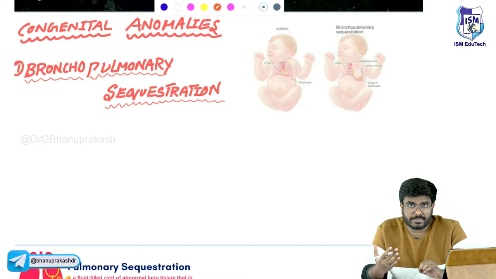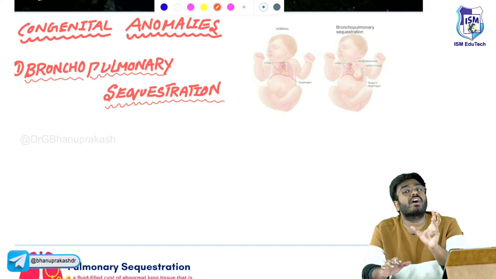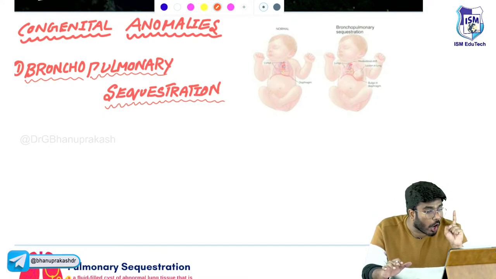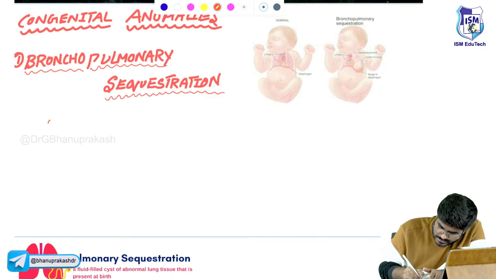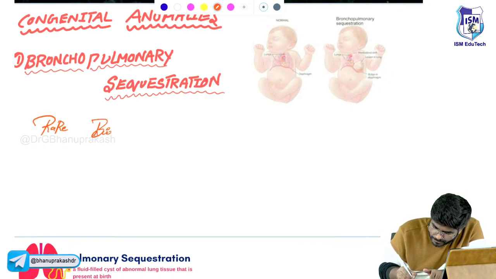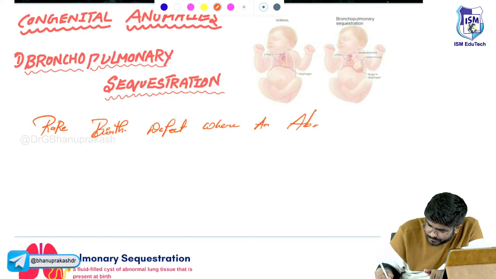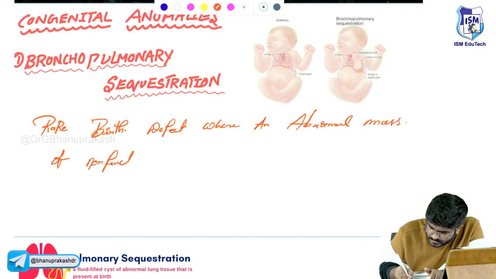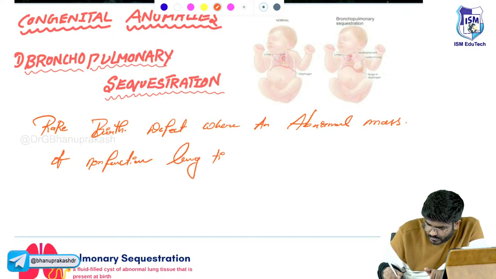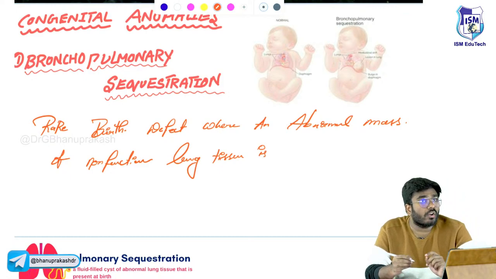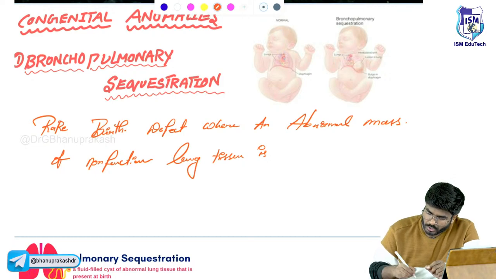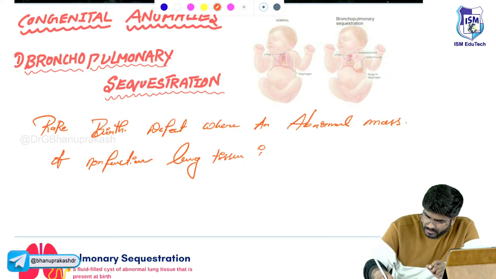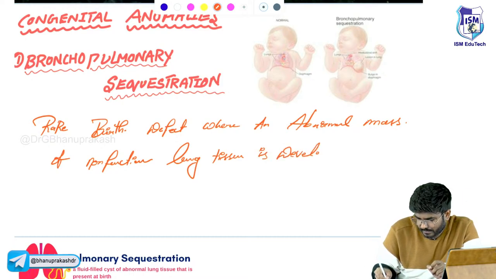See, it's a rare birth defect in which an abnormal mass of non-functioning lung tissue is present. It's not functional. Okay, it's a rare birth defect where an abnormal mass of non-functional lung tissue is present. Non-functional lung tissue is developed prenatally.